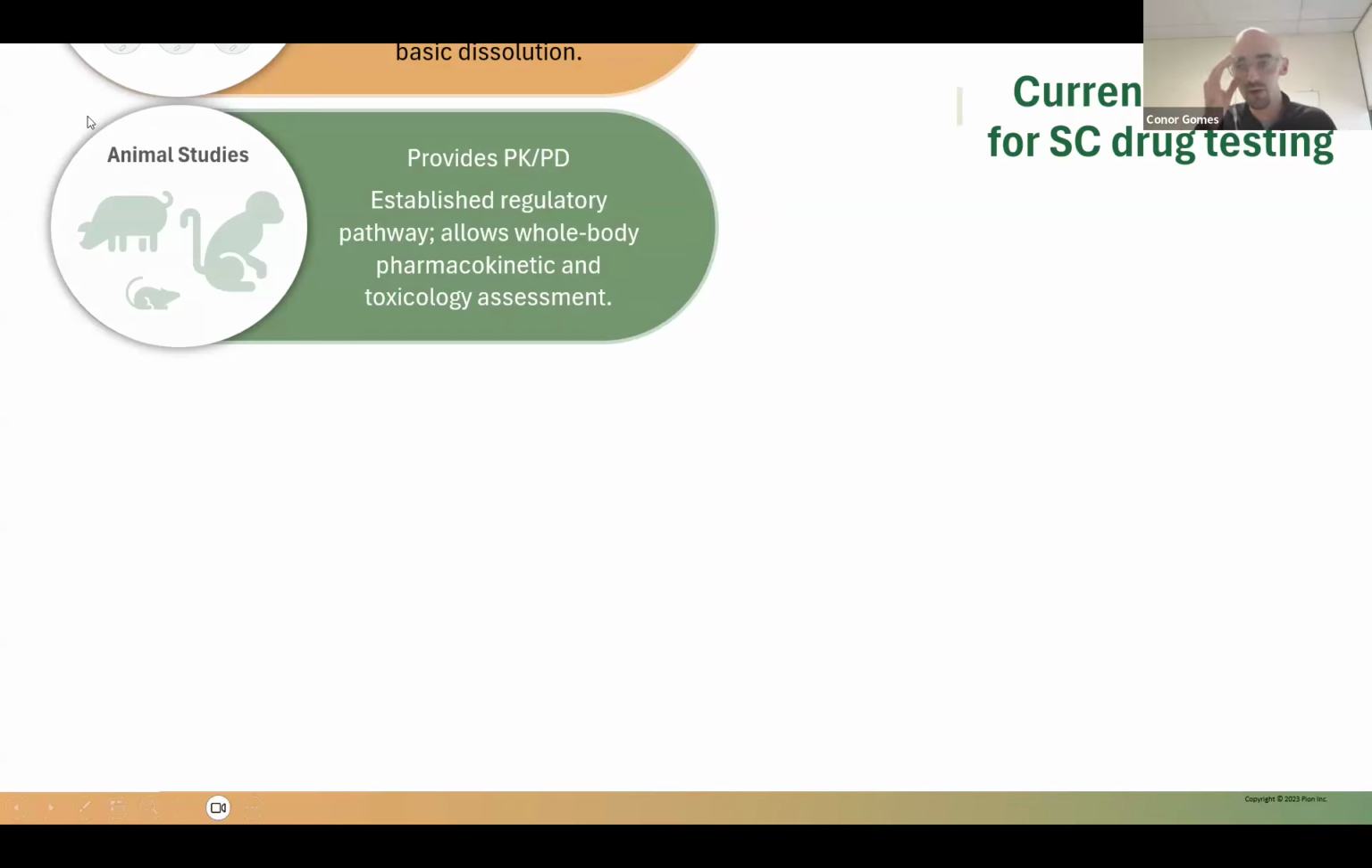is animal studies. So animals have very similar, not equal, but similar metabolic processes, similar tissue geometries and architectures and buffering capacities and chemistries that are happening within their biological tissues. So it's a great way to see how your drug will react in a whole body model for pharmacokinetic and toxicology assessment, which are normally replaced by a multitude of in vitro tests.